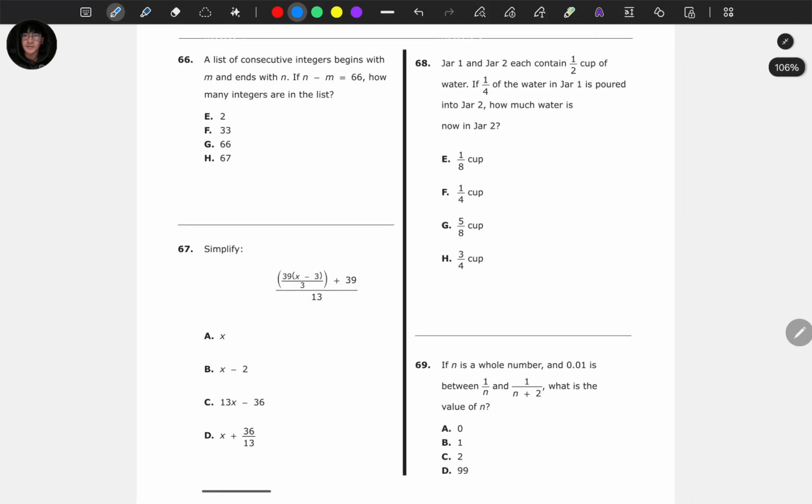All right, next. So this 66 is like a CS question. A list of consecutive integers. Consecutive means that you don't skip numbers. Integers are like whole numbers, possibly with negatives, right? It begins with m and ends with n. If n minus m is equal to 66, how many integers are in the list?